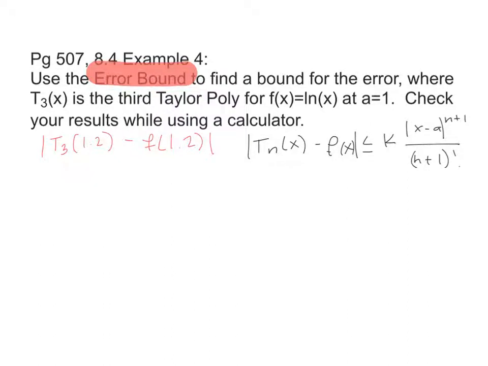Okay, so this is page 507, 8.4, example 4. We're going to use the error bounds to find the bound for the error, where T3 of x is the third Taylor polynomial for f of x equals ln of x at a equals 1. Check your results while using a calculator.